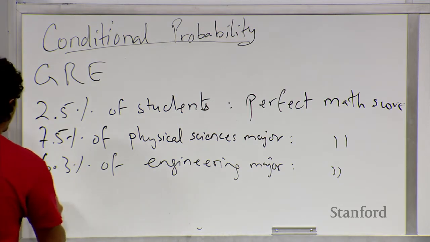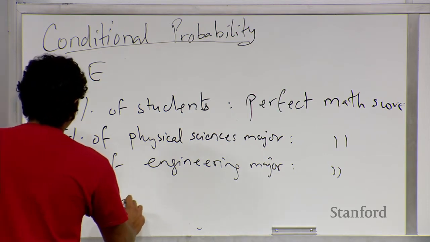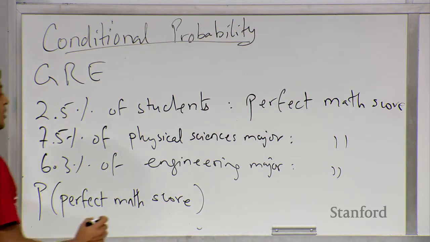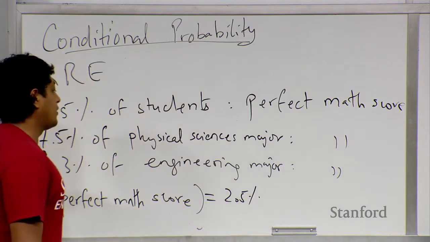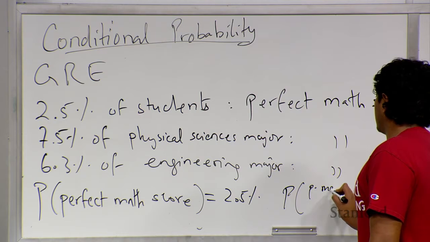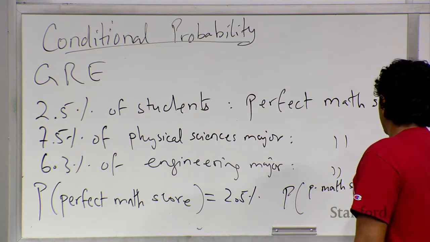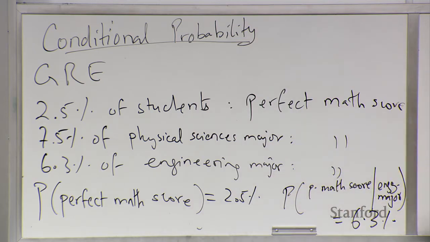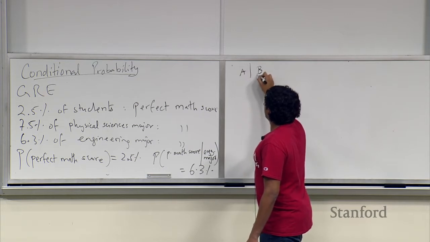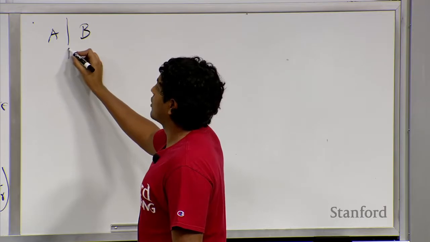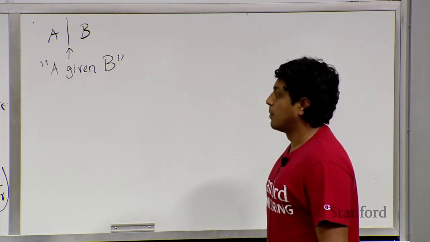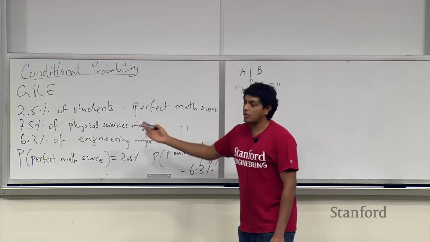So the probability of getting a perfect math score on itself, if you did not know anything about a student, would be 2.5%. Whereas the probability of perfect math score given, let's say, engineering major would be 6.3%, okay? So this is typically how conditional probability is represented. Where you draw this sort of vertical bar symbol, this is represented as A given B. Okay, so probability of a perfect math score given an engineering major is 6.3%, okay?